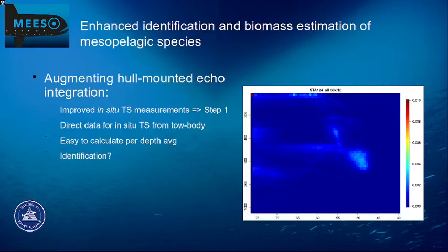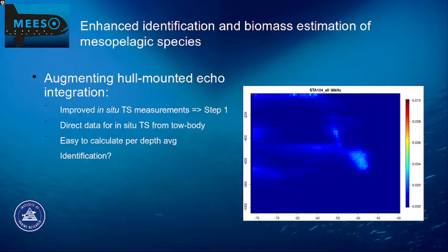Now, I'll just point out that the acoustic equipment on MEESO are split beam transducers, so it's capable of directly measuring the acoustical backscattering per individual. So we can use those data to actually provide the average signal strength needed to perform step 1 in the hull-mounted procedure, which in itself takes out a large source of uncertainty in the conversion of backscatter to densities.